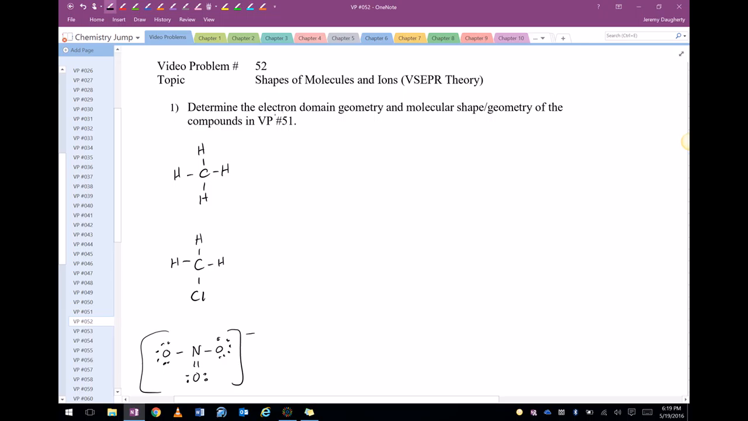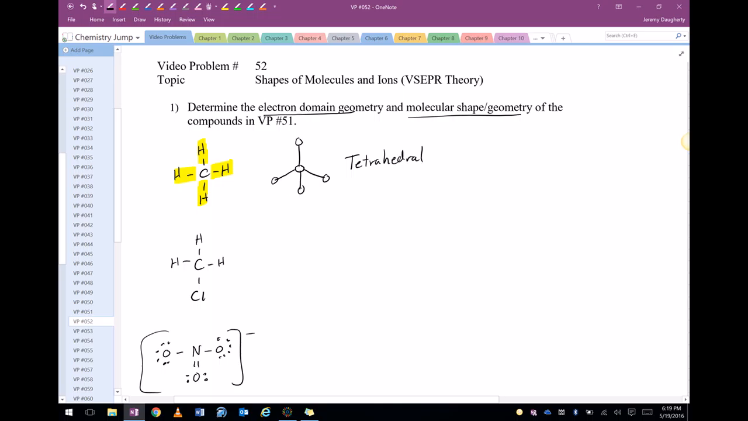So electron domain geometry and the molecular shape / geometry. The electron domain geometry is basically you have to look at how many sides of the atom are being occupied. So for instance, in this case with CH4, we're occupying 1, 2, 3, 4 sides. Since we're occupying 4 sides, there are 4 electron domains that are possible. So the electron domain geometry in this case is what's called tetrahedral.